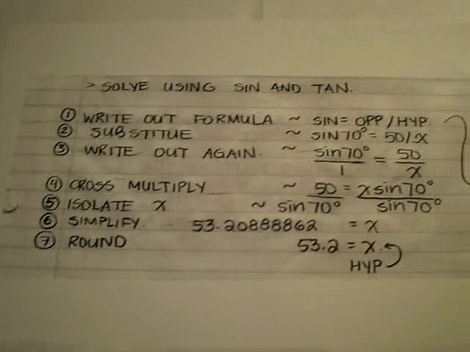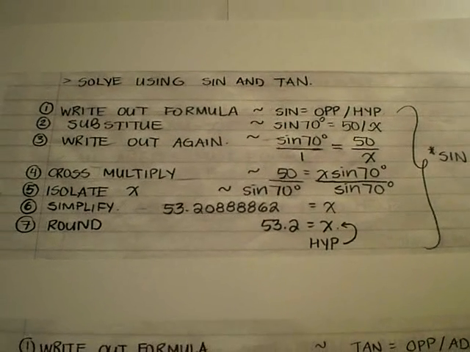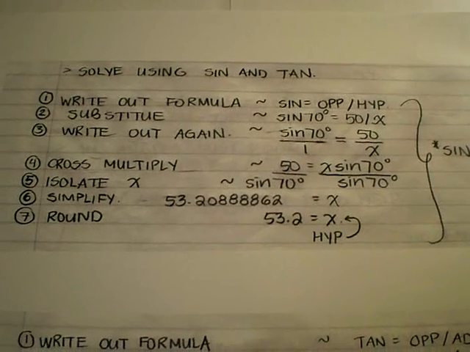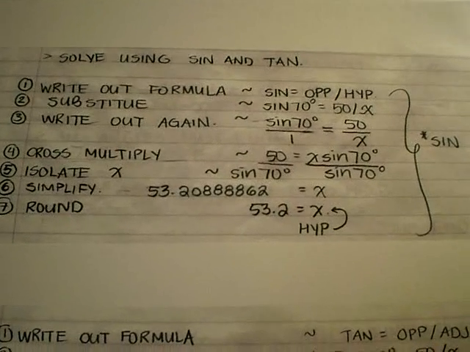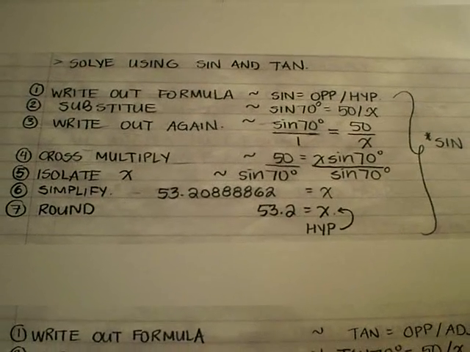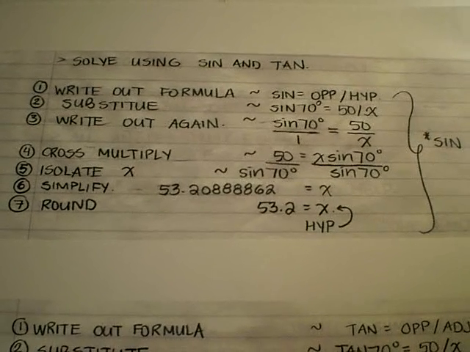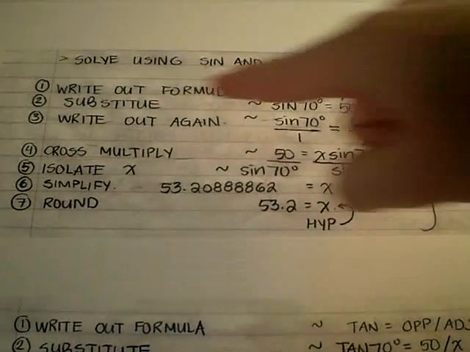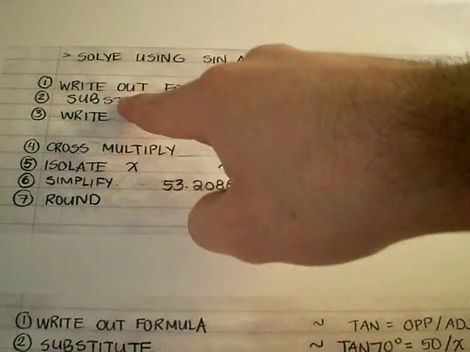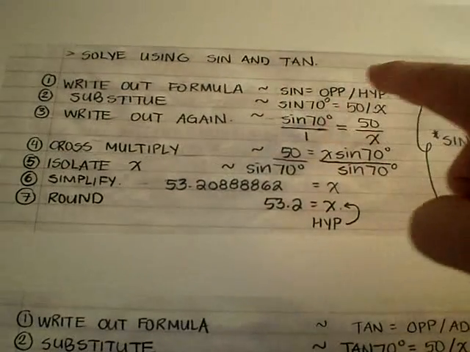When using sin, it is not quite different from using tan. Now let's look at how to use sin. Remember that sin equals opposite over hypotenuse. The first thing you do when solving is you have to write out the formula. As you can see, write out the formula. Sin equals opposite over hypotenuse.